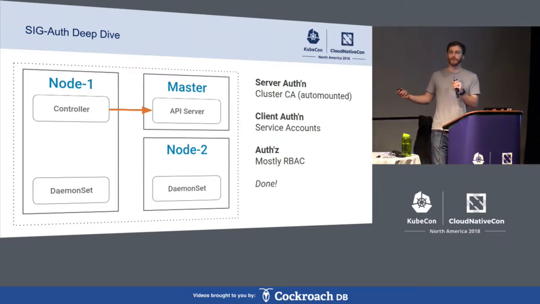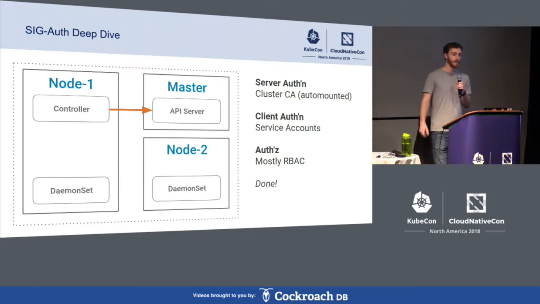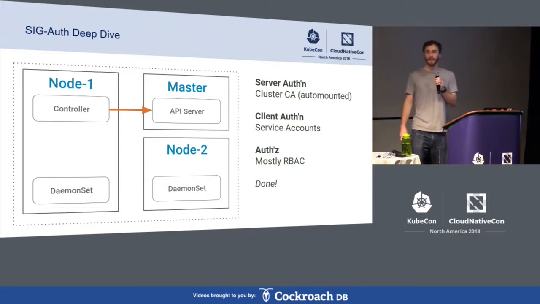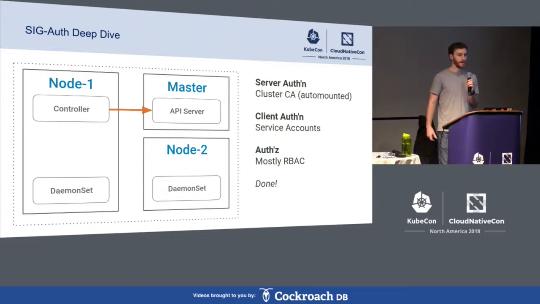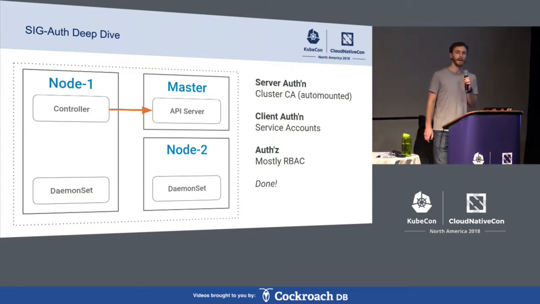So for instance, you have a controller running somewhere in the cluster. To talk to the API server, it's going to authenticate the server with the cluster CA that gets auto-mounted alongside the service account token. The client authentication is done through service accounts, and authorization typically done through RBAC, but any other authorizer would work as well.